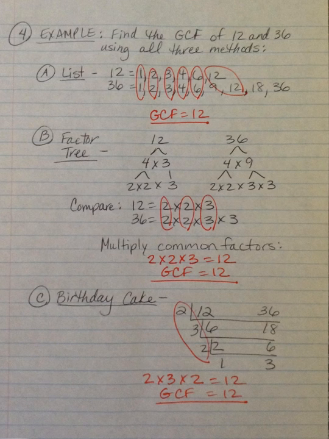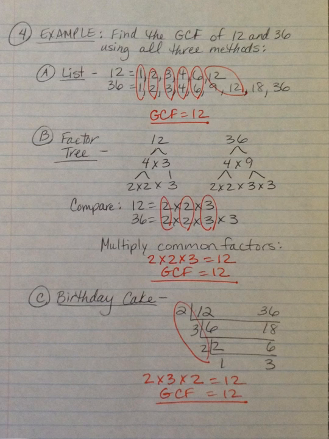Okay, so now we are at the example section. And I'm going to kind of talk you through this. I've written it ahead of time. Try to follow along with me as I go. So the example is to find the greatest common factor of 12 and 36 using all 3 methods that we learned. So the first method is the list method.